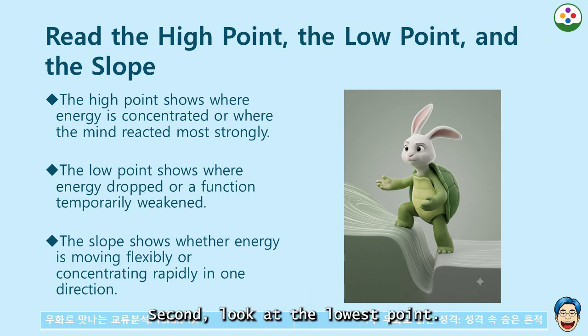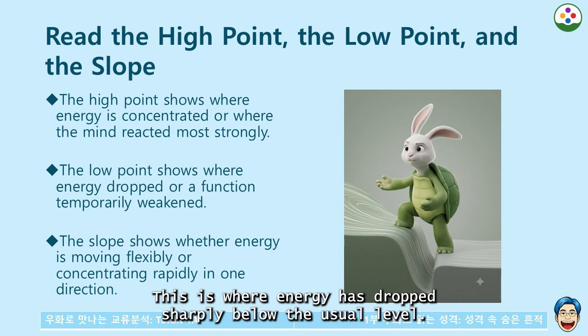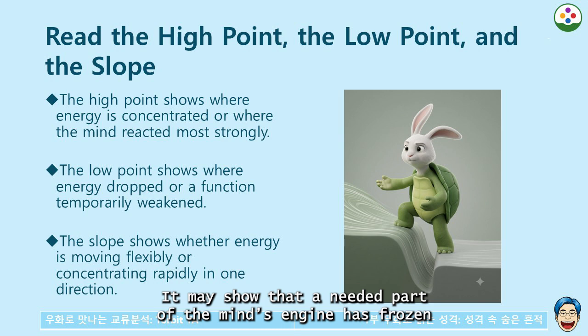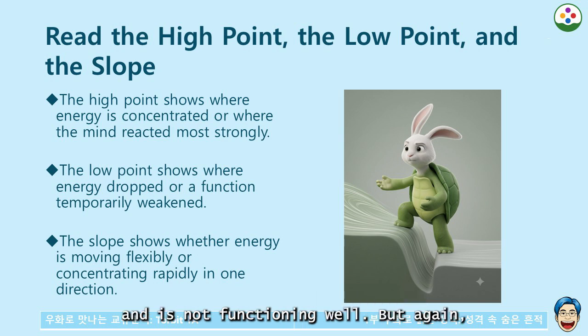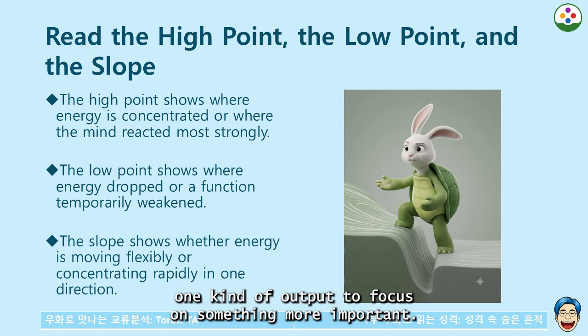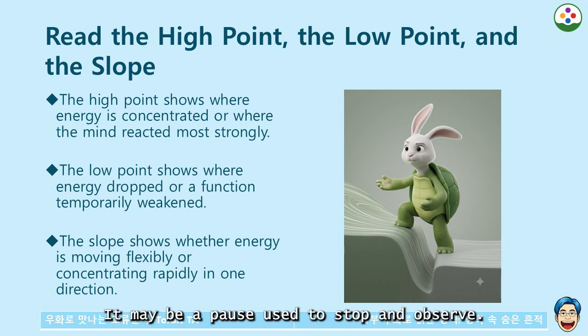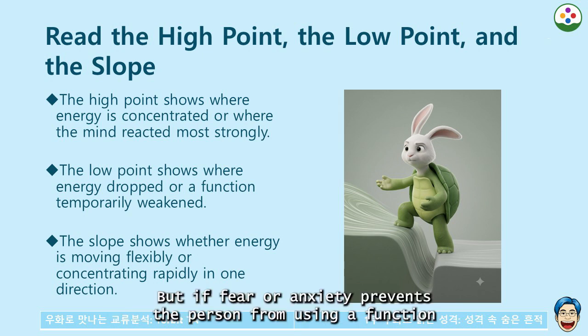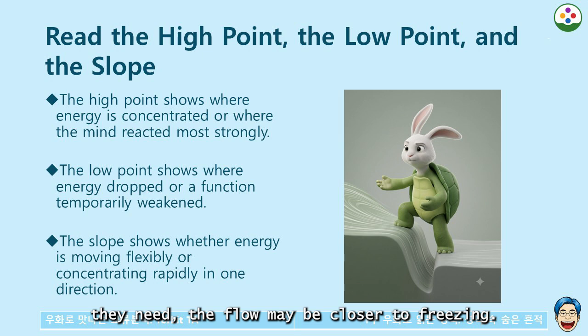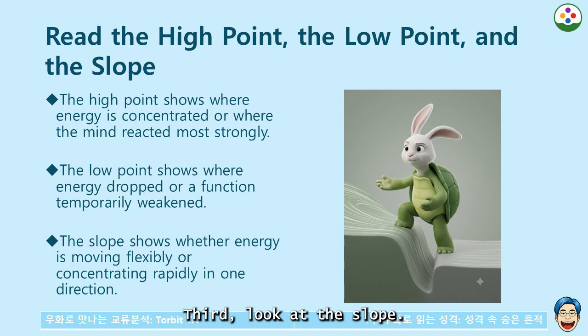Second, look at the lowest point. This is where energy has dropped sharply below the usual level. It may show that a needed part of the mind's engine has frozen and is not functioning well. But again, a drop is not automatically negative. A person may temporarily lower one kind of output to focus on something more important. It may be a pause used to stop and observe. But if fear or anxiety prevents the person from using a function they need, the flow may be closer to freezing.